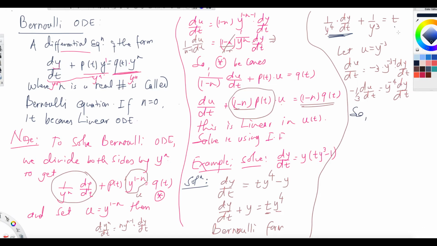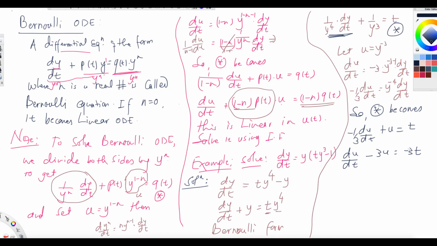So let's say this equation is star. It becomes negative 1/3 du over dt, right? And then plus u equals what? t. That's what you get, right? Now multiply by negative 3. What do you get? du over dt minus 3u equals minus 3t. That's what you get. Okay, guys? So this is what you get here.